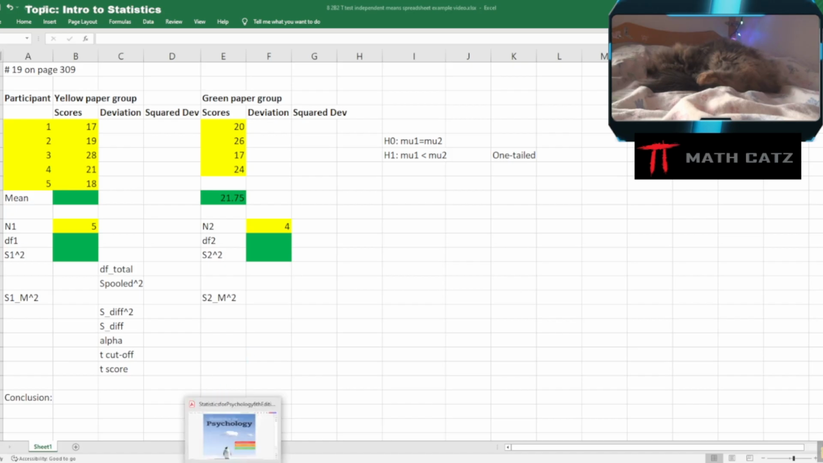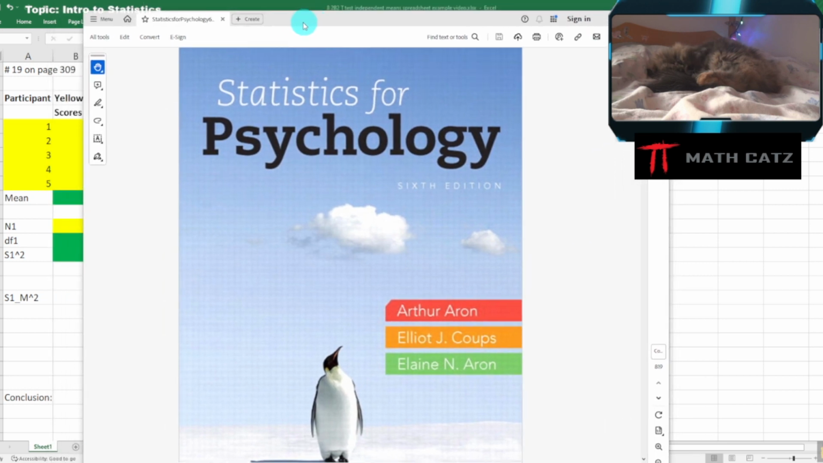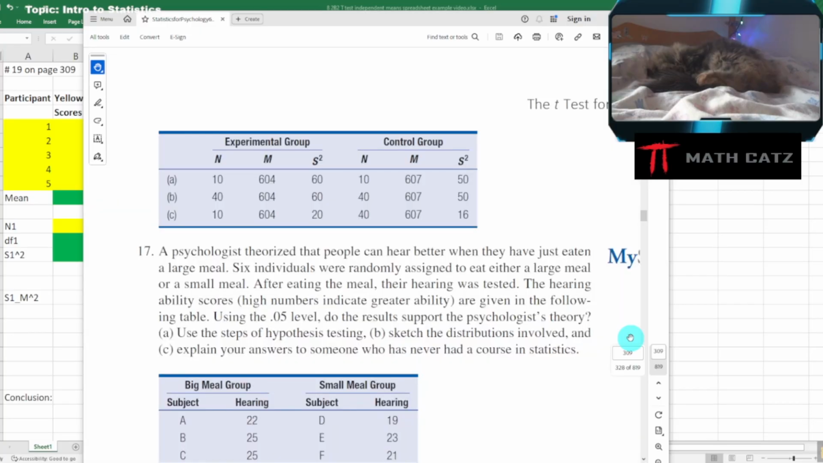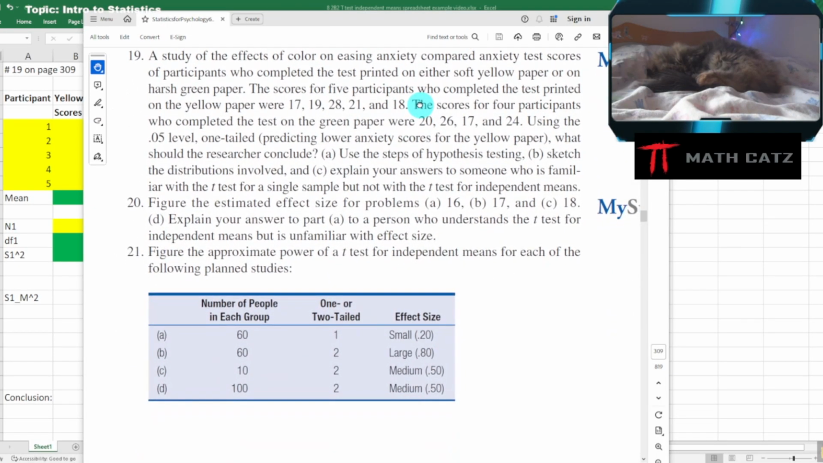So the book that I'm going to use for our example is this statistics book. This might not be your prescribed book. That really doesn't matter. It's just the one I have available for this video. And we're going to look at number 19 on page 309. Let's go there. Number 19. And let's just start by reading it together.